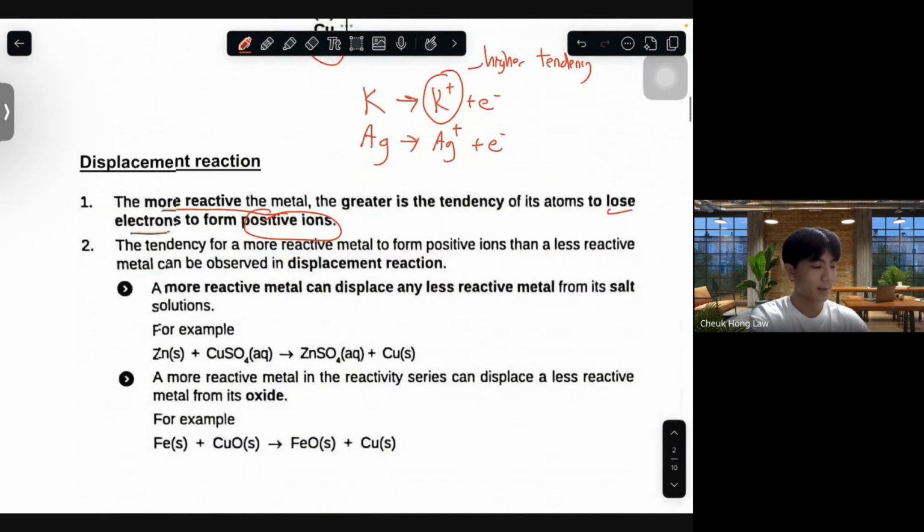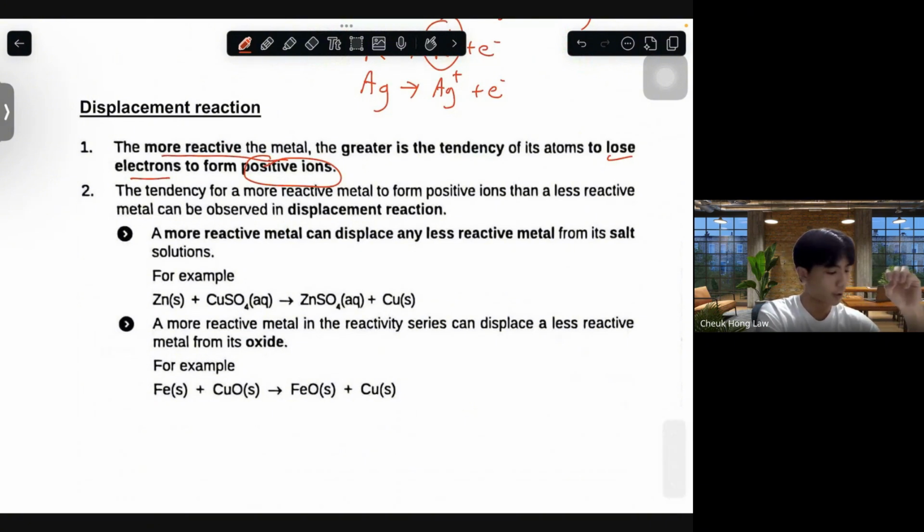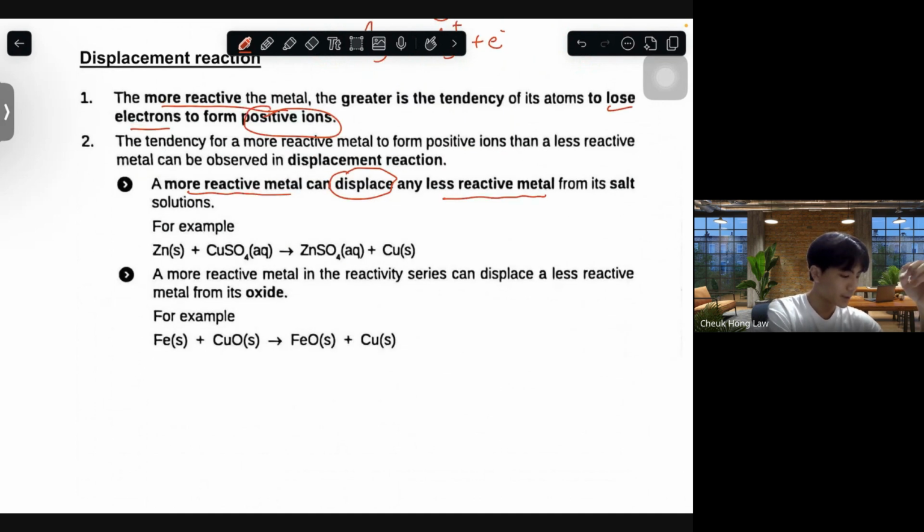So now that we understand this, let's go on to displacement reaction. Displacement reaction is where your more reactive metal displaces a less reactive metal from its solution, from its compound. For example, zinc plus copper 2 sulfate gives you zinc sulfate plus copper.